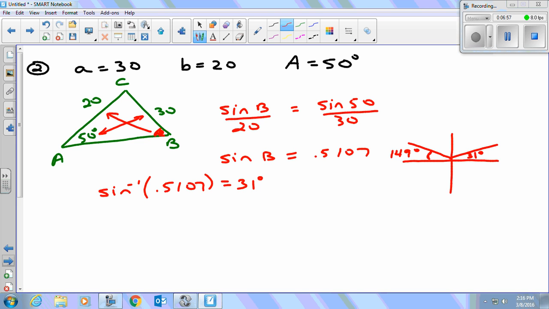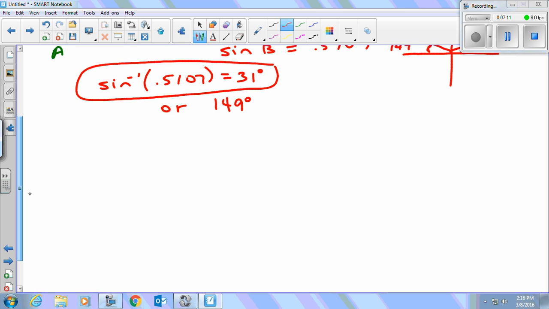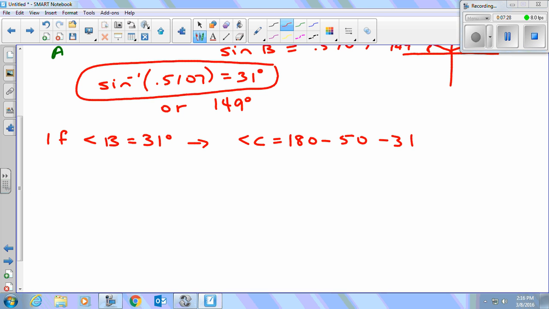So we solve this by taking one of the angles at a time, and always start with the first angle that you got, okay? So we have angle B being 31 degrees, and let's solve the rest of the triangle doing that. If angle B equals 31 degrees, then angle C will be 180 minus the 50 degrees of angle A minus the 31 degrees of angle B, and we'll get angle C equals 99 degrees.